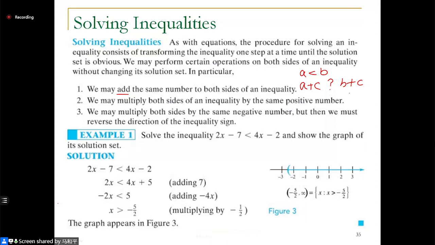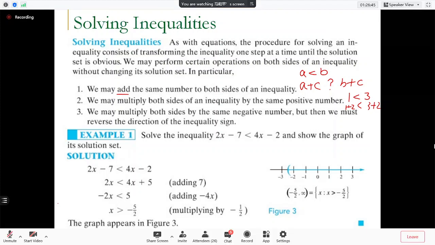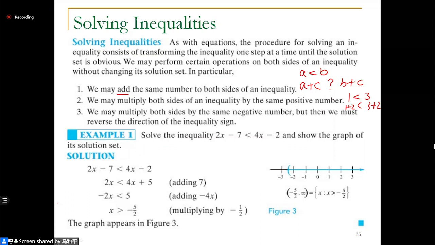For example, 1 is less than 3, right? And 1 plus 2, 3 plus 2. We add the same number, 2, to both sides, still less than, right? And this means the order is not changing, right? So we can add the same number to both sides of an inequality without changing its solution set. Okay.